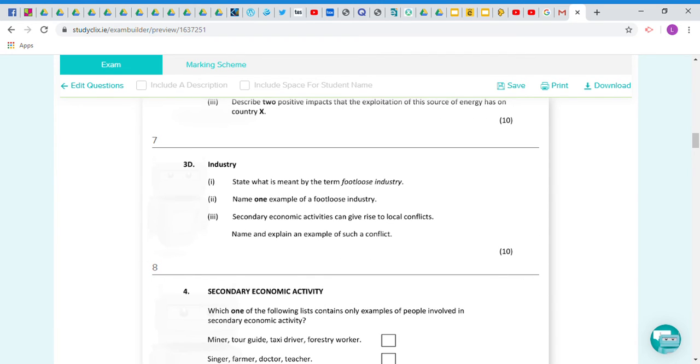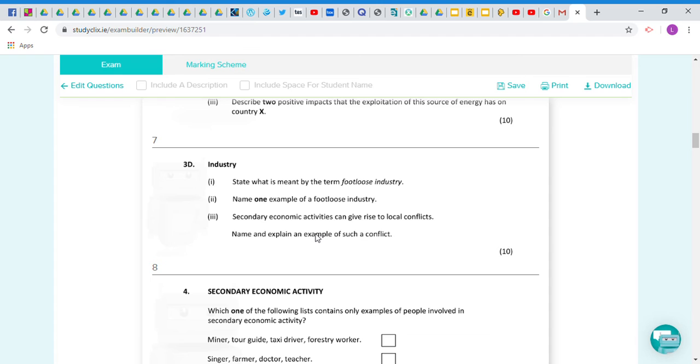Question 7. Industry. State what is meant by the term a footloose industry. So a footloose industry is not tied to any one location. Name one example of a footloose industry. So we spoke a little bit about Apple in Cork. So Apple is an example of a footloose industry.